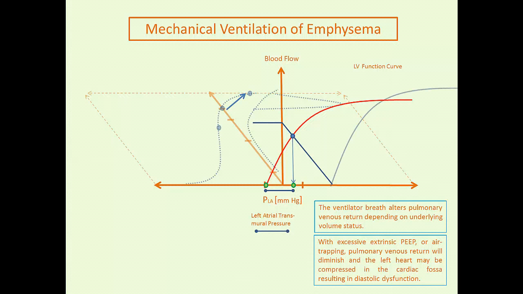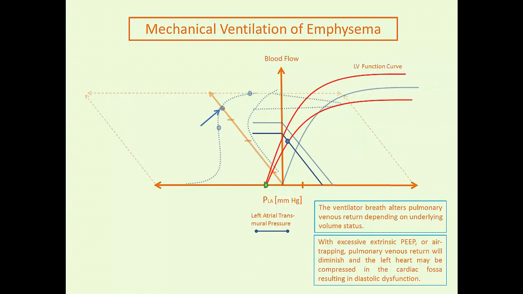So now with expiration, as you see here, your left ventricular cardiac function curve may shift up and to the left. The reason that happens with expiration is your pulmonary venous return curve shifts leftwards, and that's because with expiration, lung volume is decreasing, so there tends to be less blood squeezed out of the lungs.